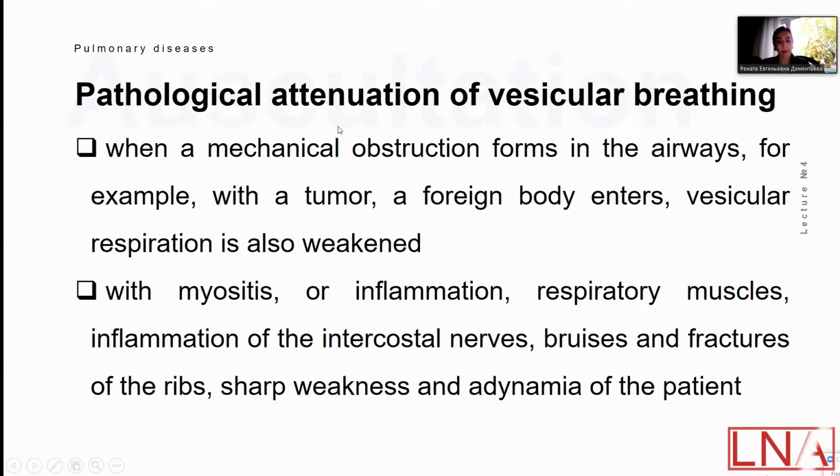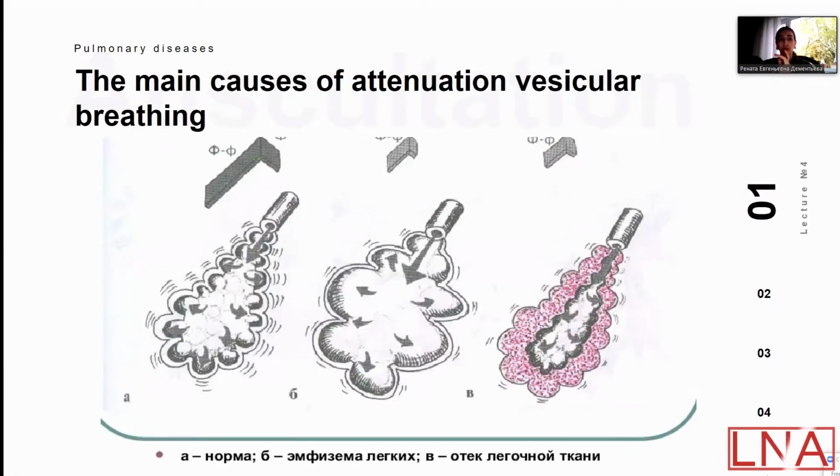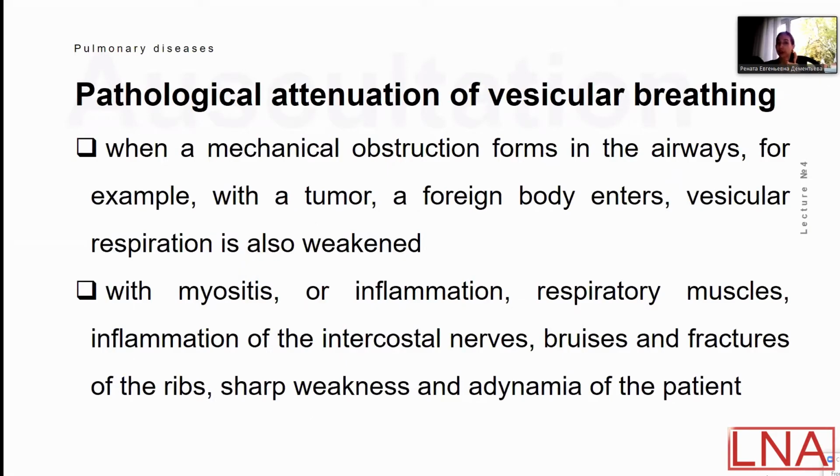Next reason. So, emphysema, first reason, swelling of the alveolar walls. Next reason of the pathological attenuation of vesicular breathing. When a mechanical obstruction forms in the airways, for example, with a tumor, or a foreign body enters, vesicular respiration is also weakened, because the speed of the air entering will be less. It's a reason of less volume of air coming into the alveolar cavity, less movements, less vesicular breathing.